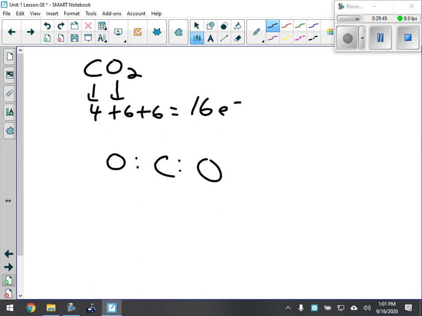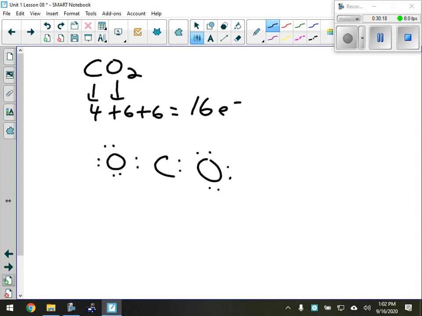So there's 1, 2, 3, 4. I have 16 electrons to use. So here's what I do next. That's 4, 5, 6, 7, 8, 9, 10, 11, 12, 13, 14, 15, 16. That's what the rule says. Basically, the outside atom's got to get happy first. Once you've used up, do I have any electrons left over? I've used all 16, yes?